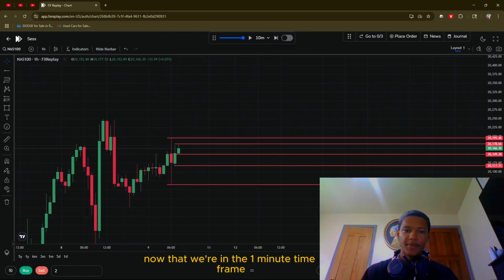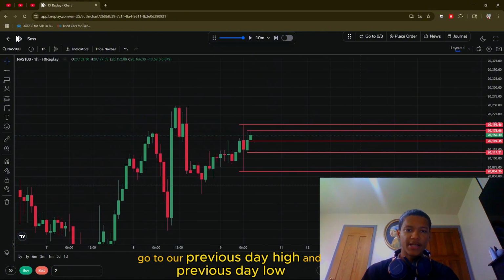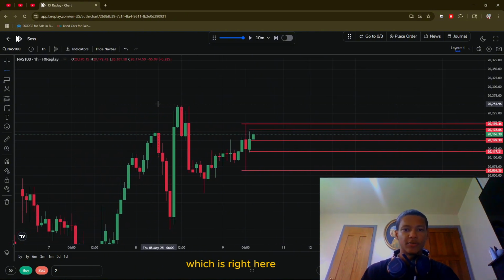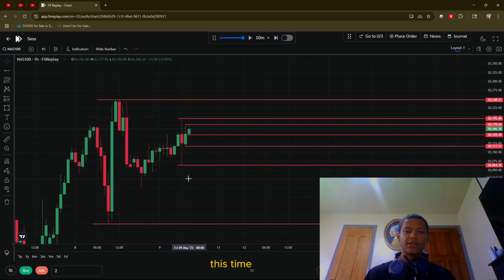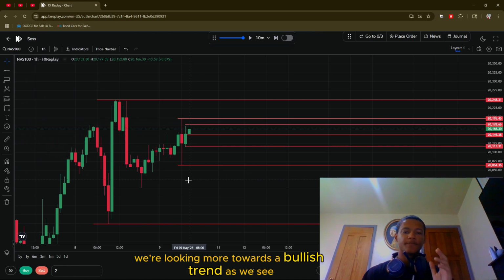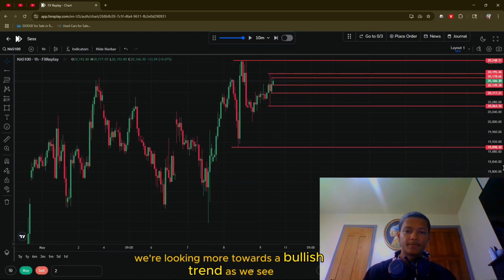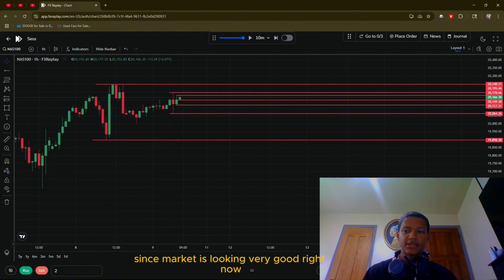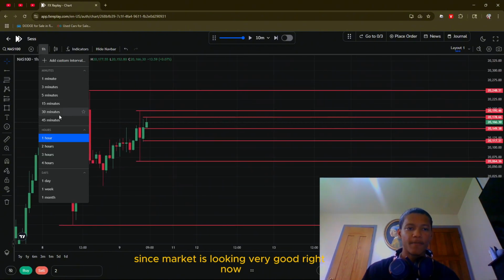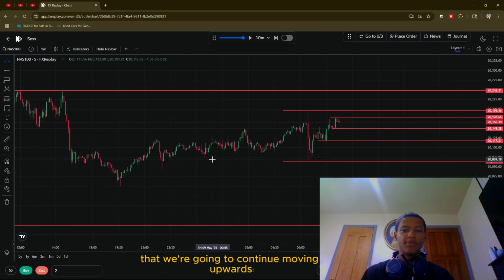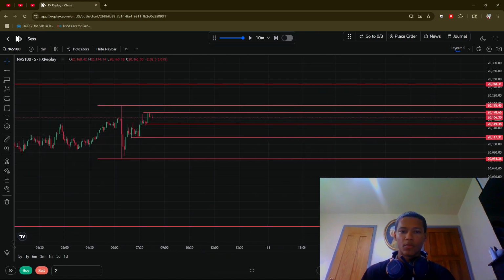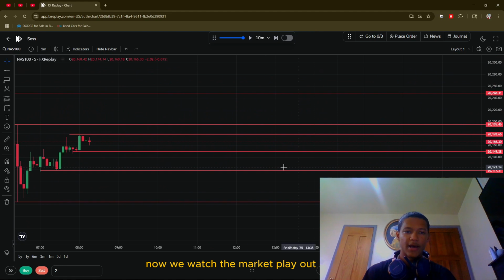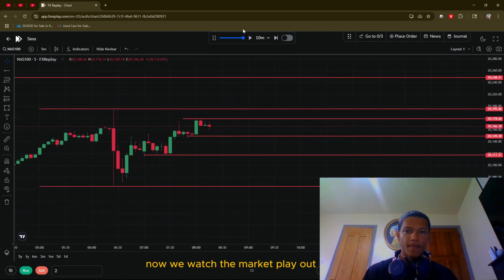Now that we're in the 1 minute time frame, go to our previous day high and previous day low, which is right here, right here. We have a great market structure for this time. We're looking more towards a bullish trend as we see it still continuing to push up. So, I'm expecting, since the market is looking very good right now, that we're going to continue moving upwards. Now, we watch the market play out.